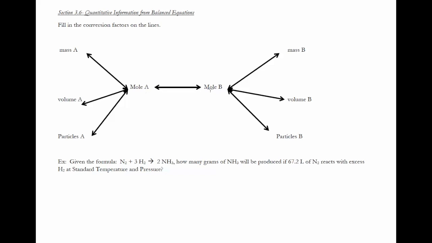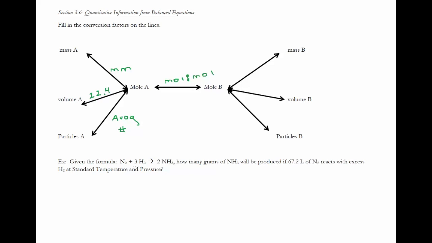To go from terms of A into terms of B, you need to get into moles and then use your mole to mole ratio. Your mole to mole ratio you get from the actual reaction. So let's look at how we do that with an example problem. Before we go ahead, remember, going from mass of A to moles of A, you use your molar mass. Going from the volume of A to moles of A, you use 22.4, assuming that you are at standard temperature and pressure. And from particles to moles, remember, you use Avogadro's number.